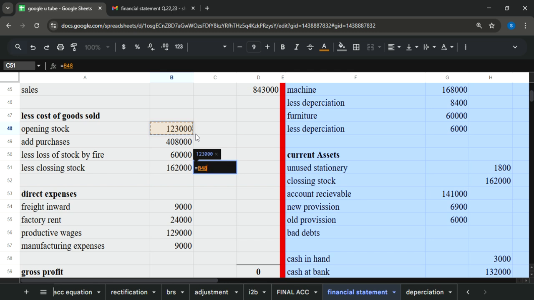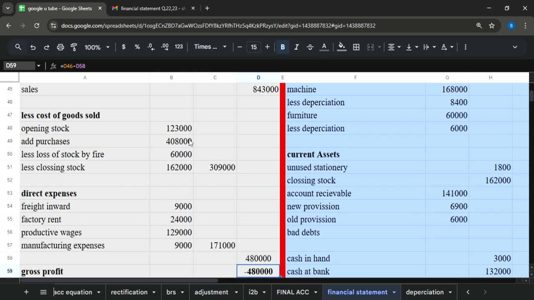You can start your bracket plus purchase, and then you will subtract this loss, and you will subtract your closing stock as well. So we have got our final amount. There are 4 direct expenses. We are going to take their sum. Direct expenses, okay. Final cost of goods sold, all direct expenses. When you add it in cost of goods sold, we will get our final amount.